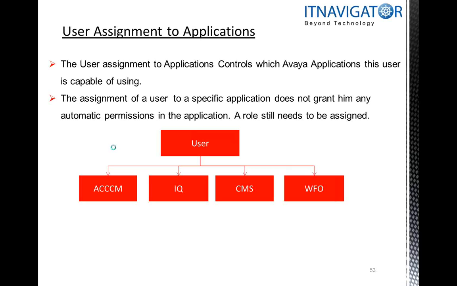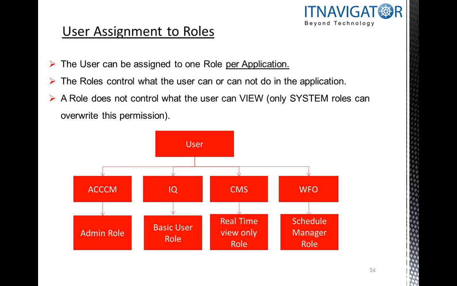The next level that adds the roles actually controls what we are capable of doing inside the environment. But, like I mentioned earlier, the role does not control what the user can actually view. So the fact that I can actually access Control Manager with an administrative role, or I can actually access CMS or IQ, doesn't mean I can run a report on a specific routing point or a specific skill.